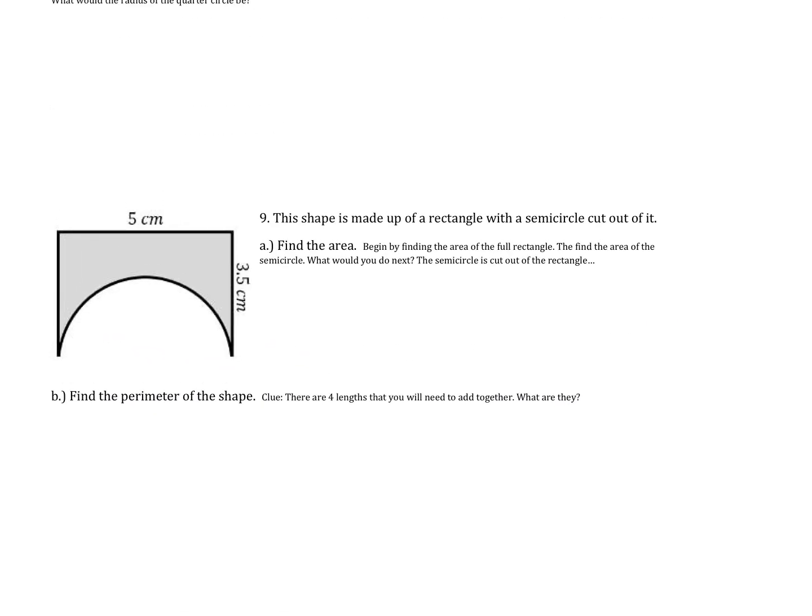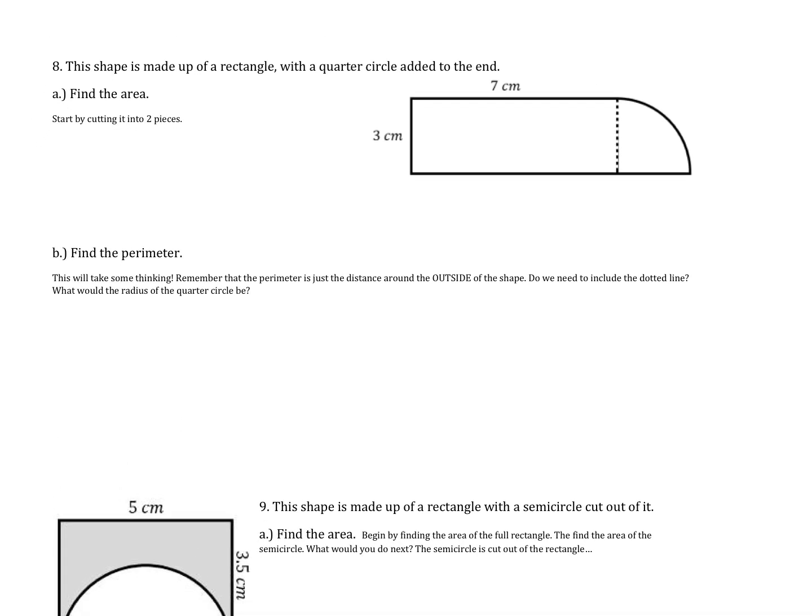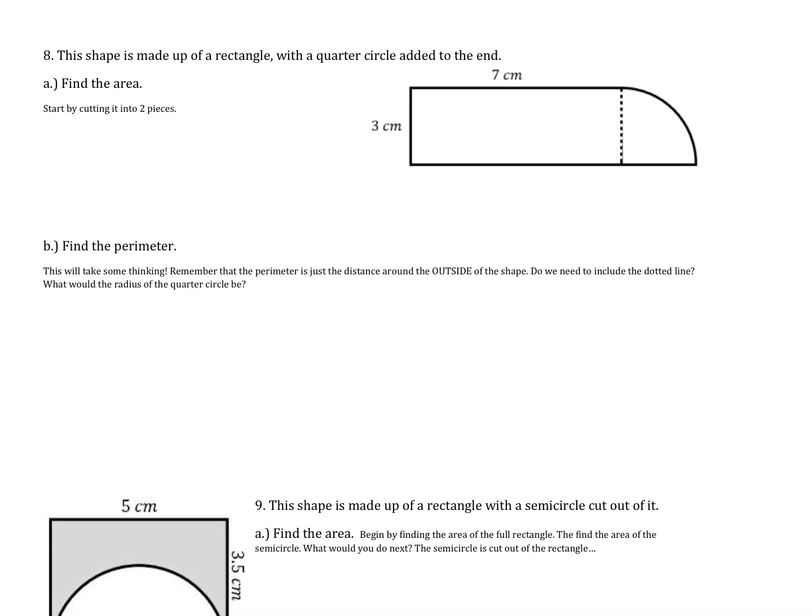Okay, two more tricky questions left, and I think this one here is quite tricky. So I've got here a shape made up of a rectangle, and then a quarter circle has been added to the end. Okay, I've got to find the area. I'm going to cut it into two shapes. I think you can see what two shapes I've got. I've got this one here, and I've got this one here. So this one I'm going to call shape A, this one shape B.